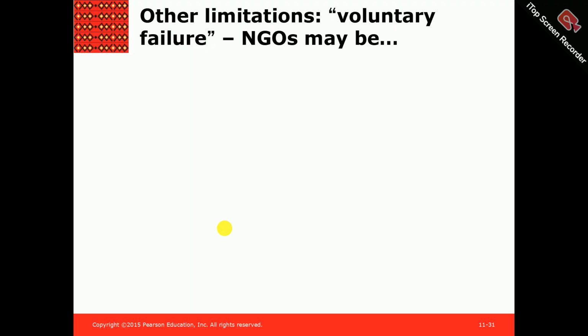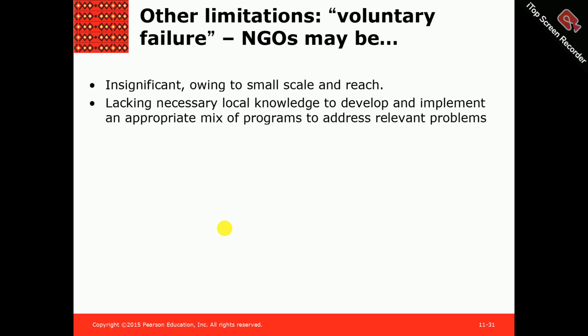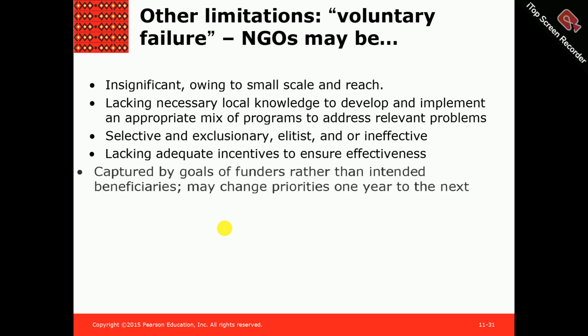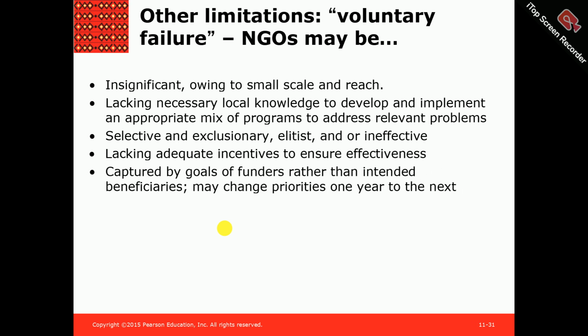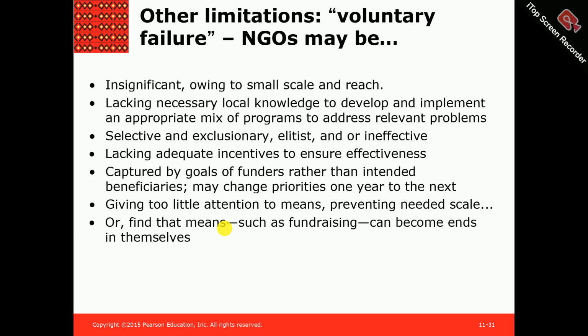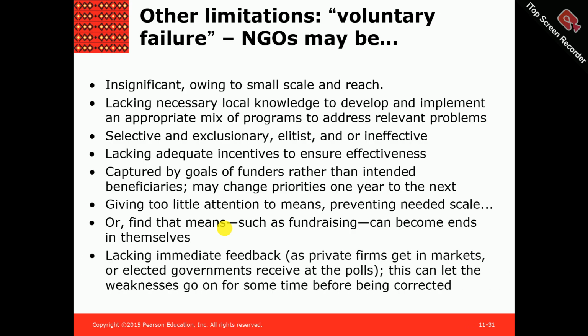Other limitations: voluntary failure. NGOs may be insignificant owing to small scale and reach, lacking the necessary local knowledge to develop and implement an appropriate mix of programs to address relevant problems. They may be selective and exclusionary, elitist and ineffective, lacking adequate incentives to ensure effectiveness, captured by the goals of funders rather than intended beneficiaries, and may change priorities from one year to the next. They may give too little attention to means, preventing needed scale, or find that means such as fundraising become ends in themselves, lacking immediate feedback as private firms get in markets or elected governments receive at the polls. This can let weaknesses go on for some time before being corrected.